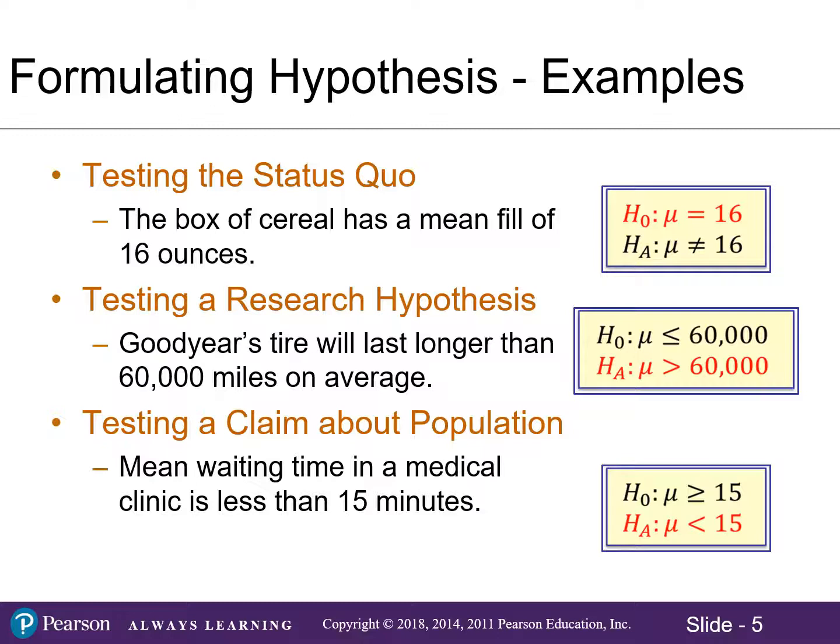All right, last one. Testing the claim about a population: I think that the medical clinic has a wait time on average that's less than 15 minutes. That's again an alternative because we're talking about just a less than, and that one's not that interesting. Usually when I'm doing these, I also take the time to write out the units. The first one would be ounces, the second one would be miles, and the last one would be minutes. This is a good habit to get into to remind yourself that this is quantitative data, and that's why I'm looking at means here.